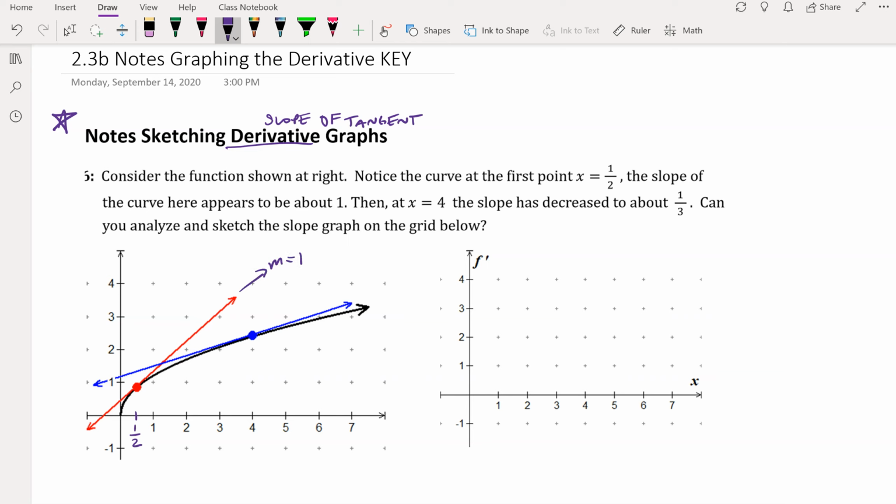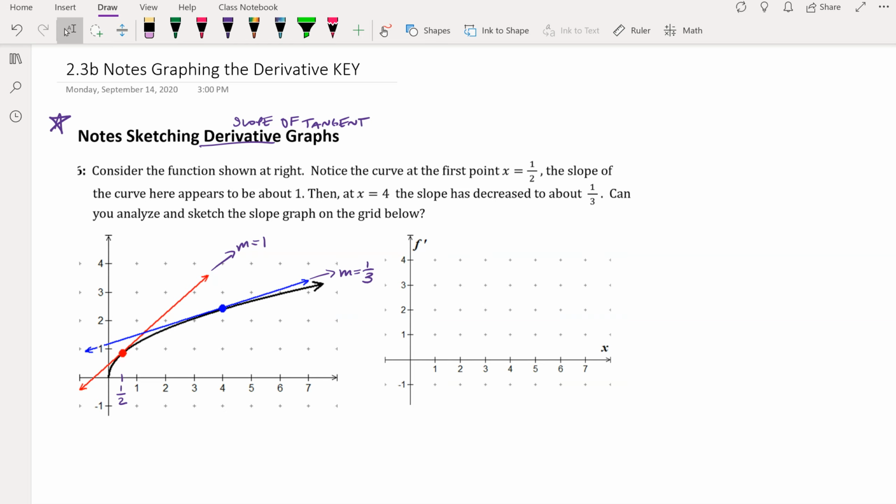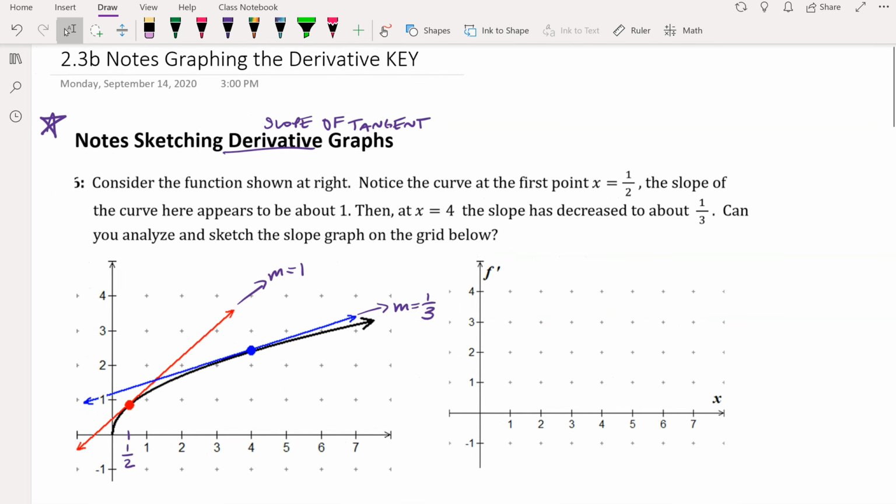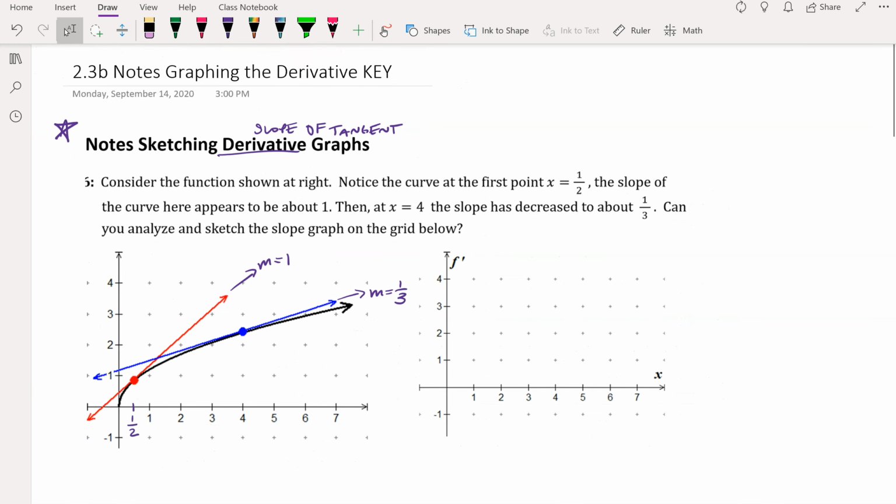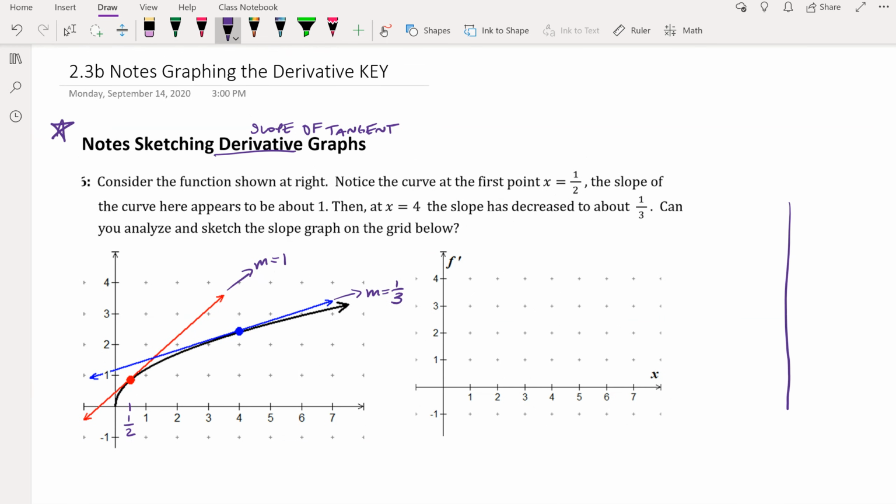Okay, so here's one way to think about sketching slope graphs. We could think about making a table for the slope graph. You've sketched graphs by making a table, right? I'm going to make a unique table that has x and then f prime at x. And remember, this is the slope at x. That's what f prime of x means.